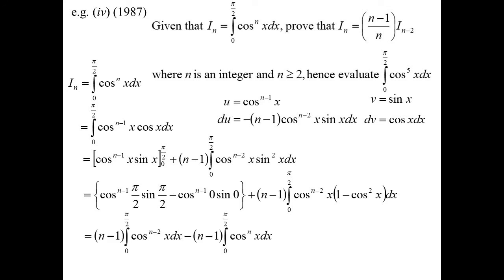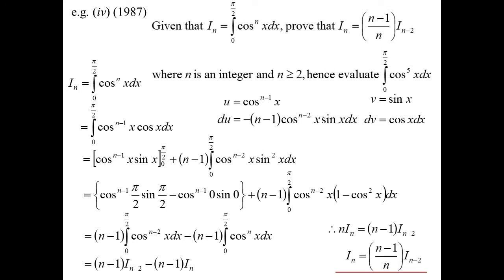And now I can split that up into two integrals. And I've got n minus 1 times cos^(n-2), well, cos^(n-2) would be I(n-2), and cos^n is I(n). So we're almost there. We've got to make I(n) the subject of this. Move that over. We get n lots of I(n) is n minus 1 times I(n-2). Divide by n, and we got the formula that they asked us to find.